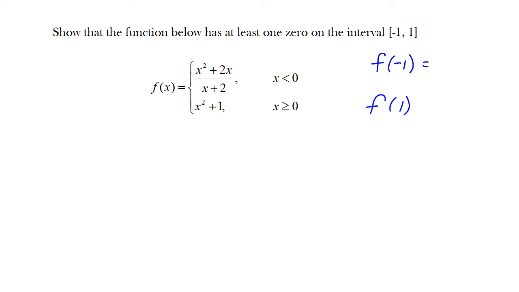So think about that, right? If we evaluated f of -1 using the correct function, plugging it into x squared plus 2x over x plus 2, we should get -1. And when we plug in 1, which would have to use the bottom function, you get 2.